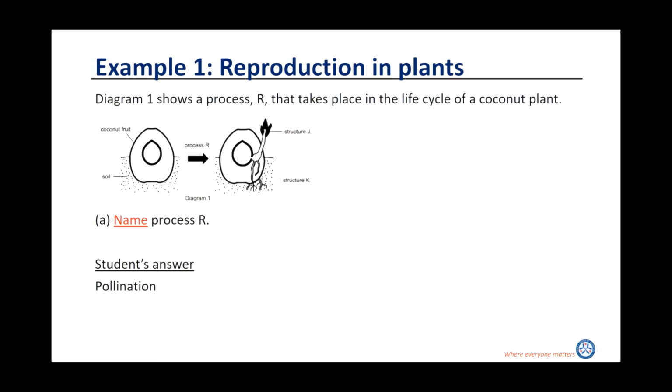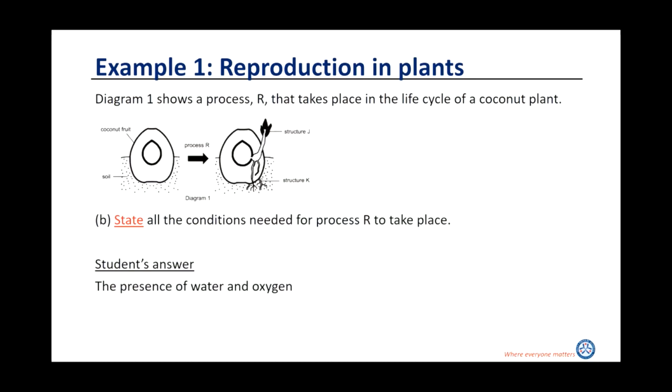Diagram 1 shows a process R that takes place in the life cycle of a coconut plant. Part A, name process R. Here, the question is asking our students to name process R. Hence, the question is only testing on the concept. The student answered pollination. However, this will be marked wrong because process R is not pollination. The correct answer is germination.